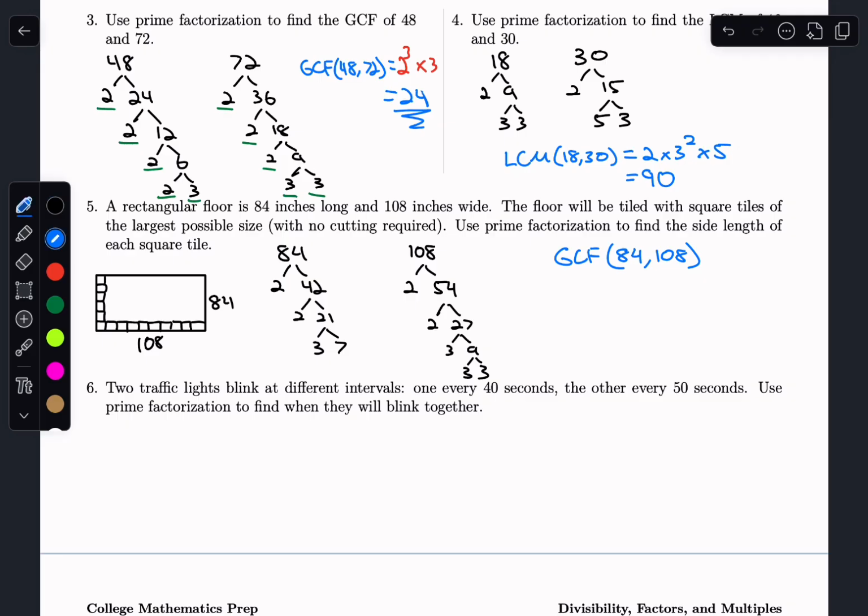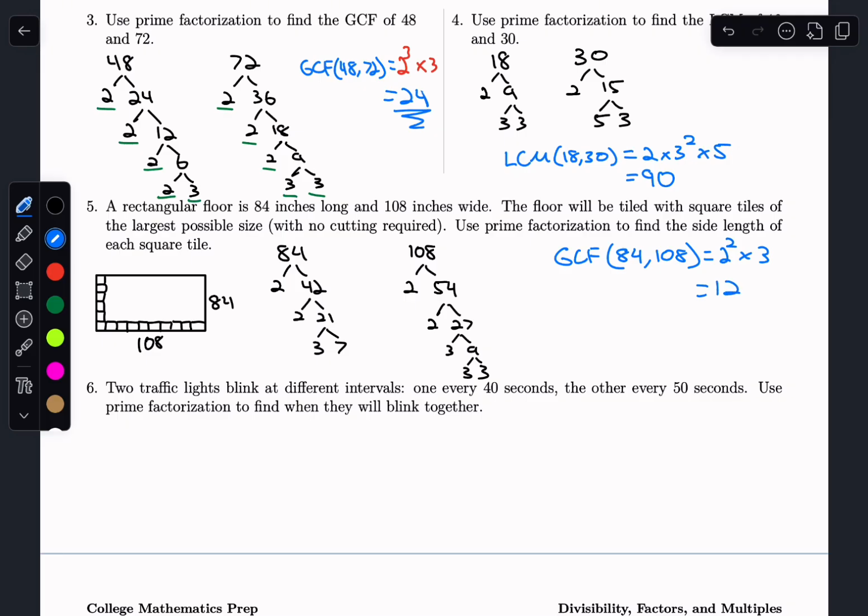So now when we find the GCF, all we have to do is take the things they have in common. They both have two 2's, so I will take 2 to the power 2. 84 has one 3, 108 has three 3's. So the biggest number of 3's they both have is just 1, so we're only going to take one 3. And although there's a 7 in 84's prime factorization, there are no 7's in 108's, so we do not take any 7's. When we multiply out 2 squared times 3, this gives us 12.